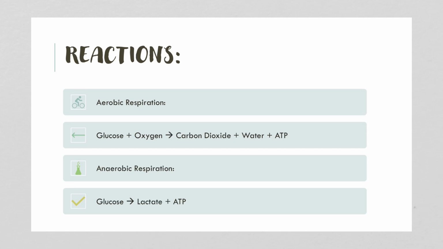So the overall reactions, the word equations for aerobic respiration is glucose plus oxygen makes carbon dioxide plus water plus ATP. Anaerobic respiration in humans is just glucose breaks apart to lactate and ATP. That's it.